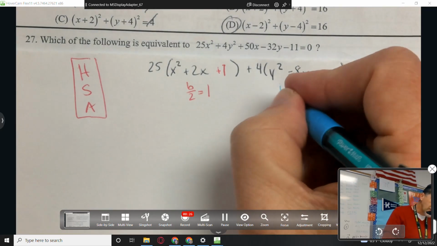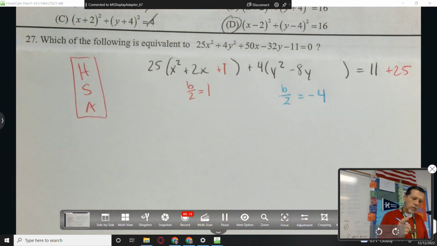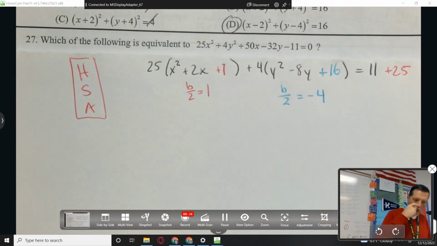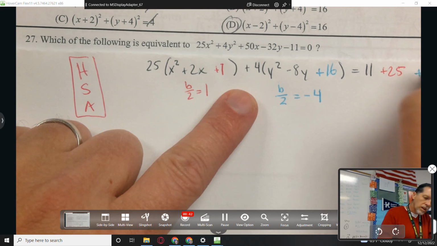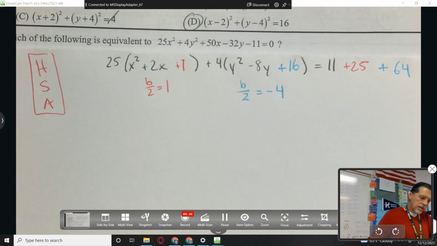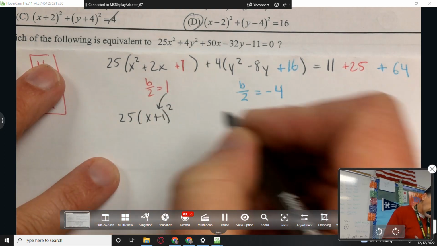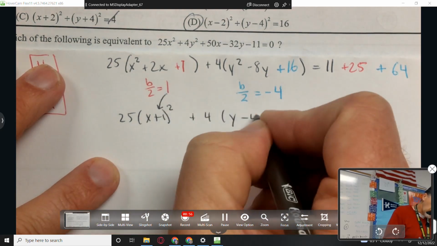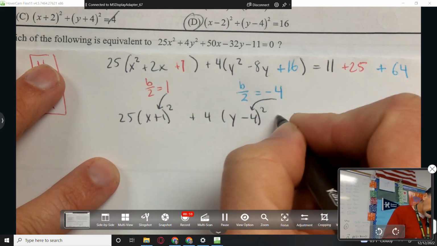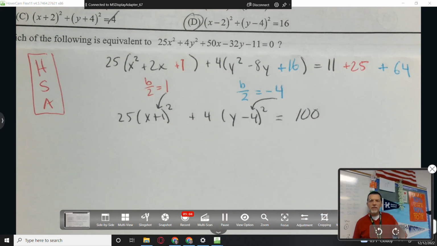And then for the y stuff, half of b is negative 4. Square it, I get 16, so plus 16. But I didn't really add 16 to that side. I added 16 times 4, which is 64. So 25 times x plus 1 squared plus 4 times y minus 4 squared equals 100. That was nice of them to make this work out evenly.